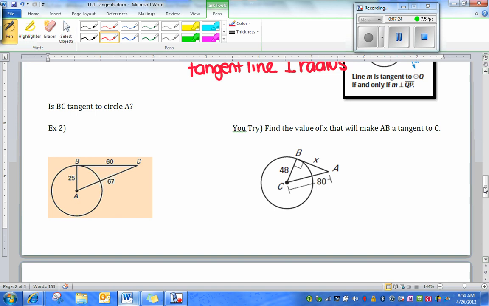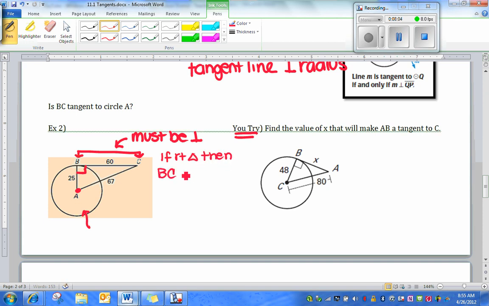So if we look here, example 2 is asking me to figure out if BC is tangent to circle A. By the way, when we're naming circles, you always use the center. So this circle here in example 2 is circle A. This circle in the you try example is called circle C. Okay, so to figure this out, if this is a tangent, it must be perpendicular. And what they've conveniently drawn for me is a triangle. So pretty much what I'm trying to figure out is, if it's a right triangle, then BC is a tangent.